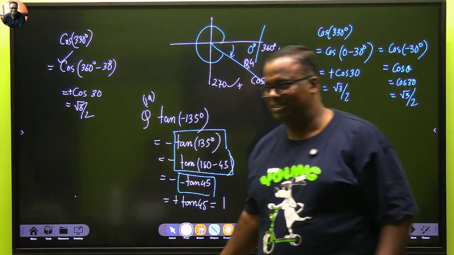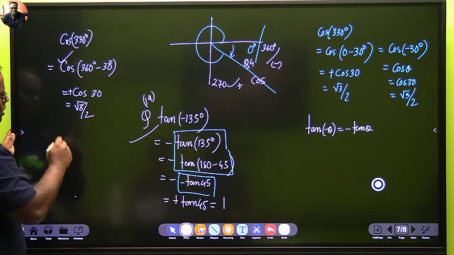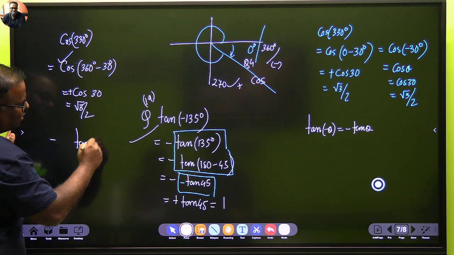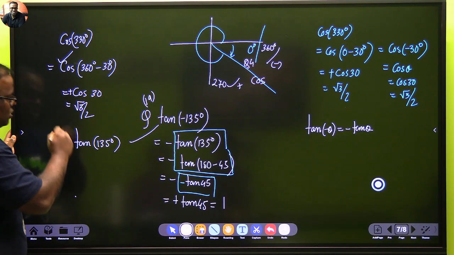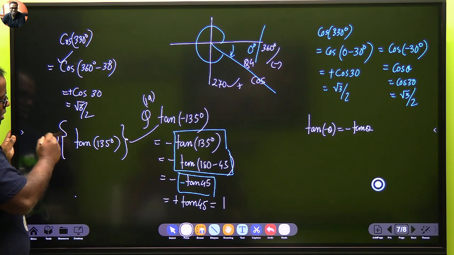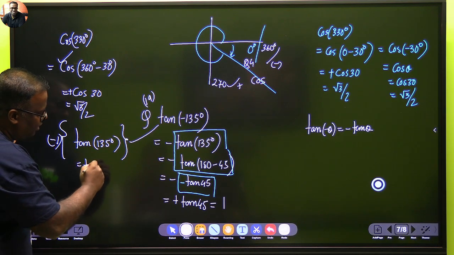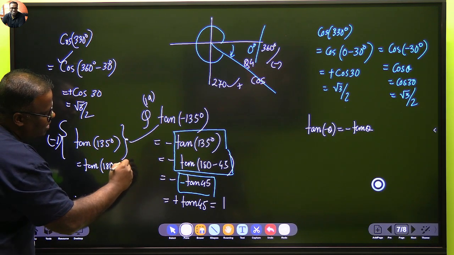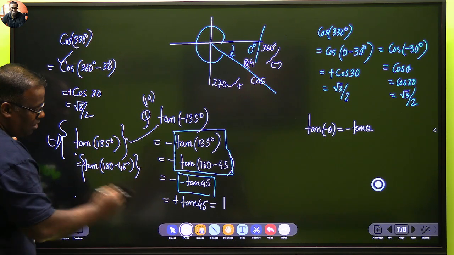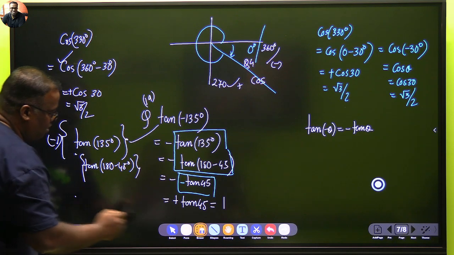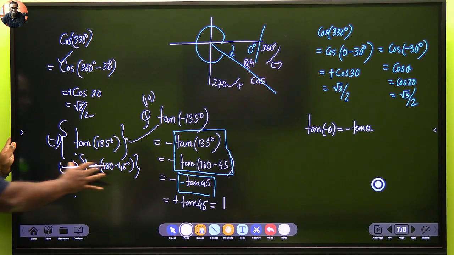ठीक है, समझ में नहीं आया? कोई बात नहीं. अच्छा देखो, ये देखो, tan of minus 135 को मैं minus tan 135 लिख सकता हूं. ये अलाउड है ना? इस -1 को बाहर रख दो. अंदर का काम करते हैं. इसको लिख सकते हैं tan of 180 minus 45.